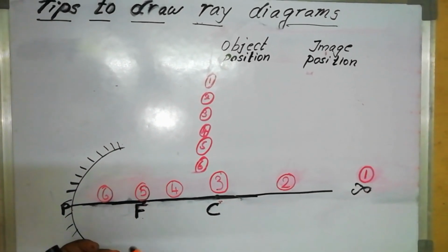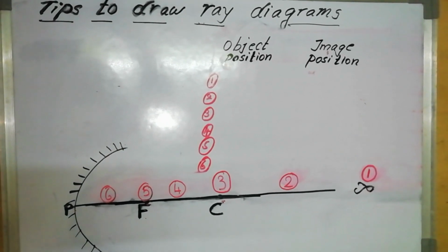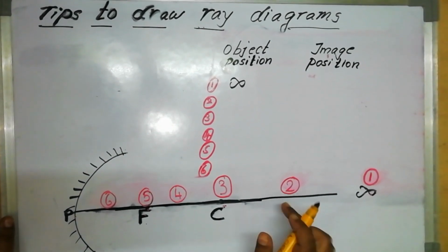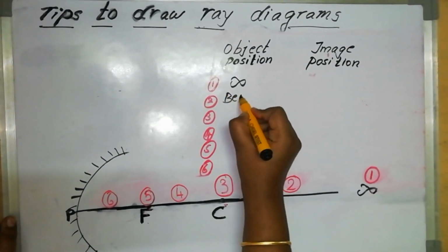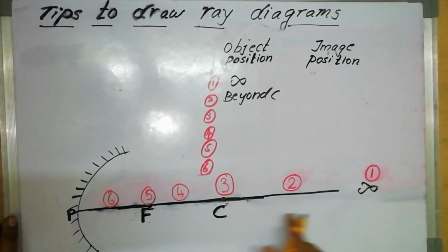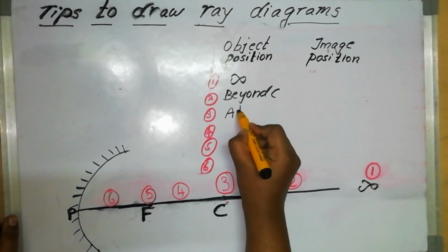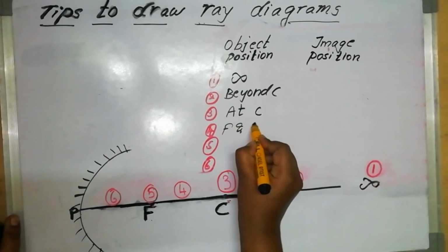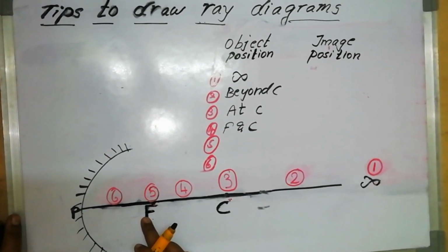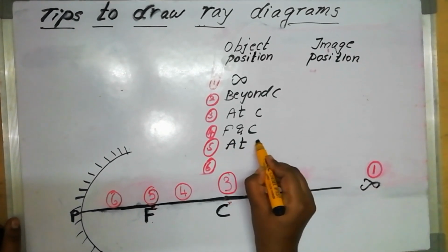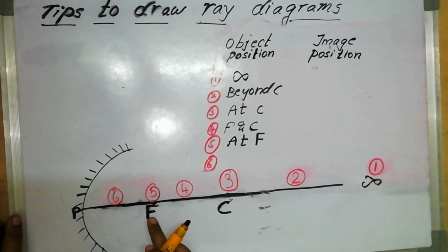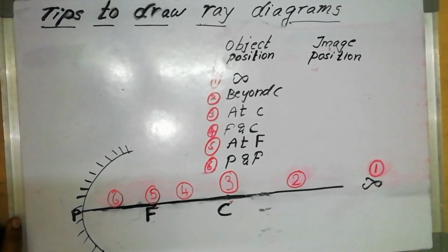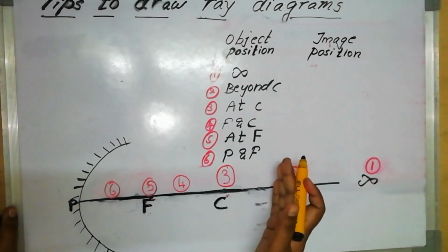So let's mark it down. Our first position is when the object is at infinity, and the second position is beyond C, the third position at C, fourth position between F and C, fifth position at F, and the last position between P and F. So these are our object positions.